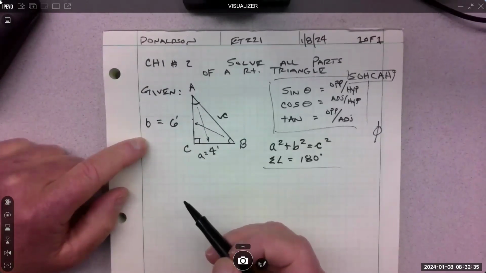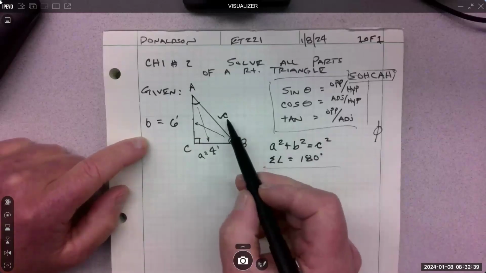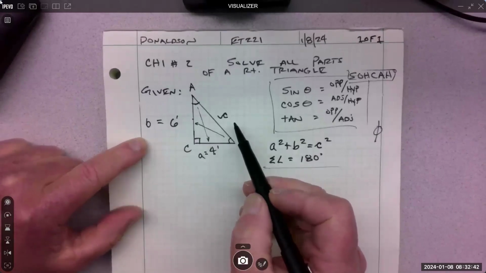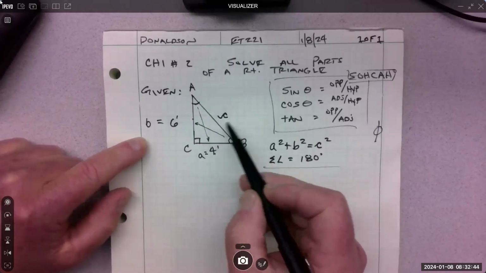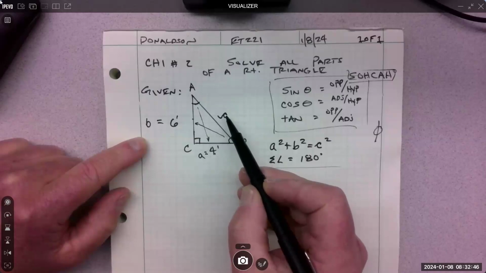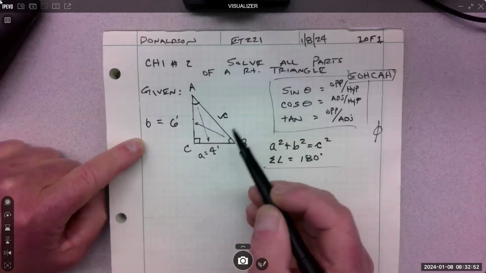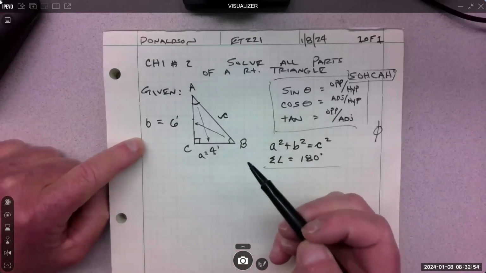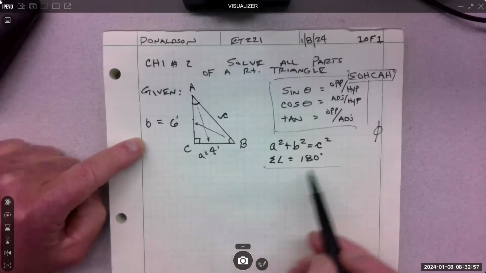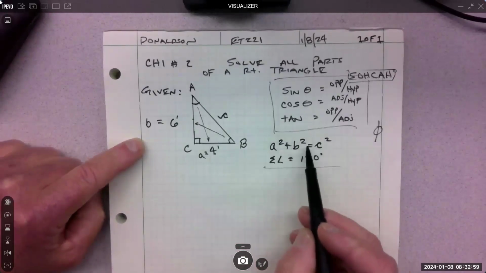Any ideas? We can do the Pythagorean theorem to get C. Is that what I heard? How else could we do that? Is there any other way to get C? Yeah, you could get an angle first and then work your way to C. So there's a lot of different ways to go after it. So there's not just one way to do it. You're not going to always just be able to do Pythagorean theorem.